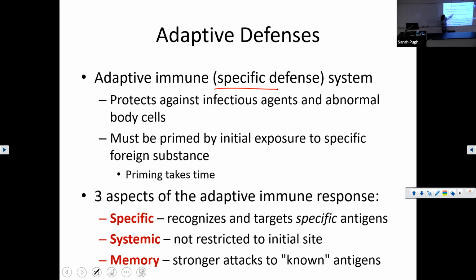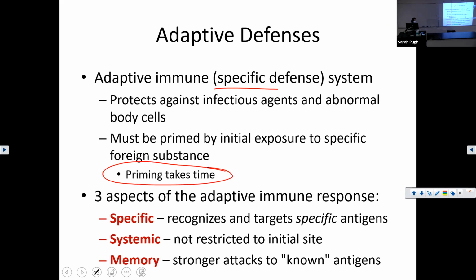Now, for your adaptive defenses to work, they have to be primed. So they have to see something that doesn't belong and fight it off. And the priming takes time. And so this is why this is considered our third line of defense. It is the slowest to respond because it has to be primed.